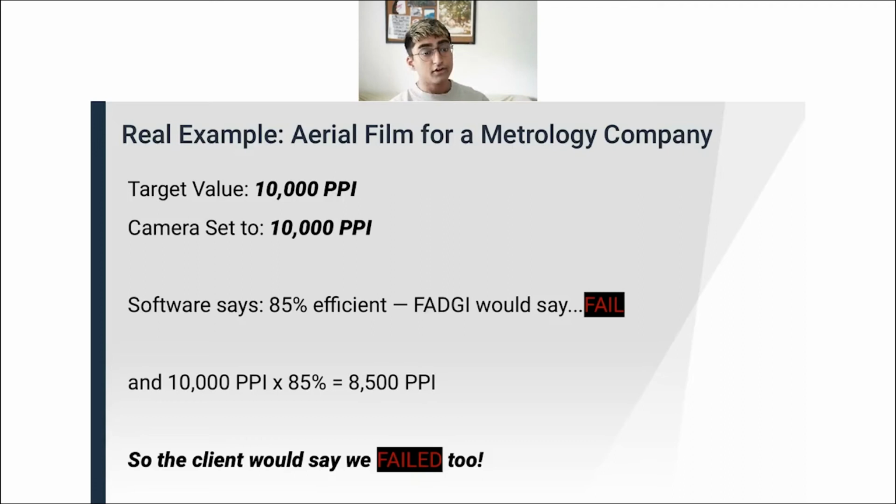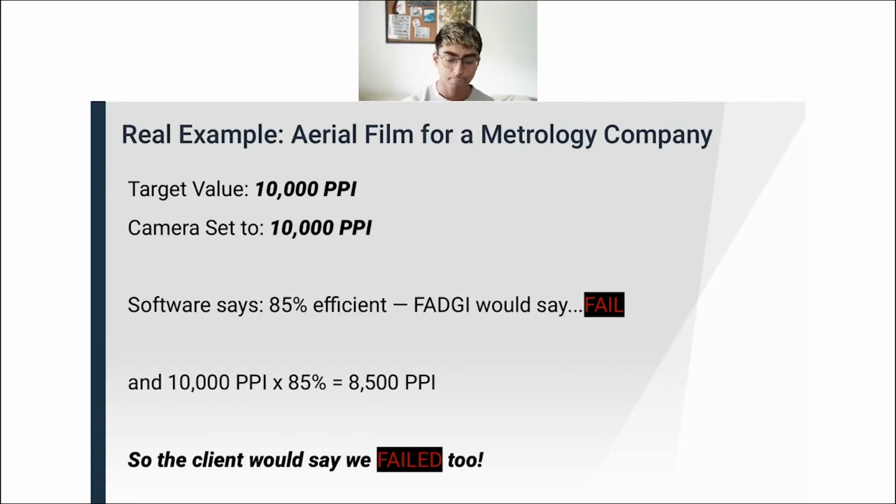All right. So they're saying, please hit 10,000 PPI. All right. So we set our camera to 10,000 PPI because of some general performance things, right? Once you're at high magnification, you're going to get a lower sampling efficiency. We hit 85%, and FADGI would say that that fails. Now, if you look at what we actually got, right, 85% of 10,000, 8,500. And so according to client specs, we absolutely failed too.